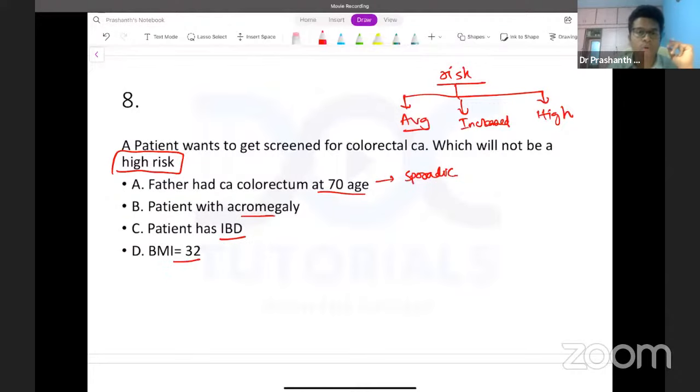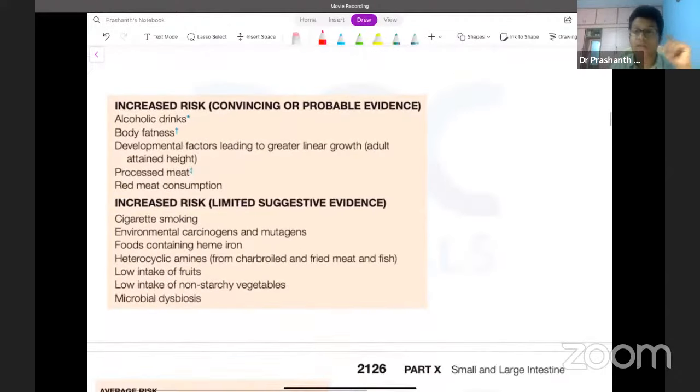How would you want to answer this question? There are two charts that you should know from Schlesinger. First one is basic epidemiological risk factors, which are convincing and have probable evidence. Now, these are alcohol, body fat, developmental factors leading to greater linear growth. That is, you can call it as acromegaly as an example. Then processed meat and red meat consumption. Okay, these have increased risk and they have convincing evidence.